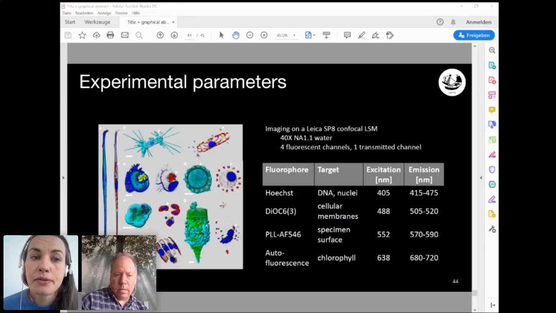Bacteria tend to be quite small. Again, there's a size range, but this is really tailored for the eukaryotic microplankton. Then you would have to adjust the imaging properties a bit, but the principles can definitely be applied to other planktonic groups.